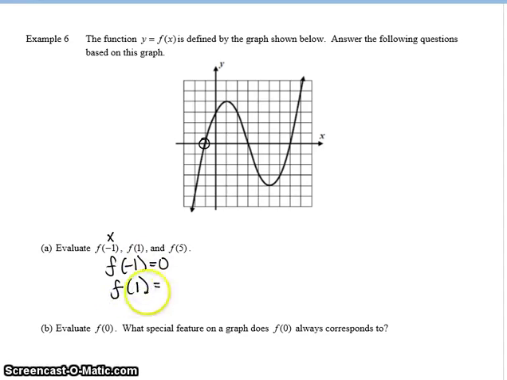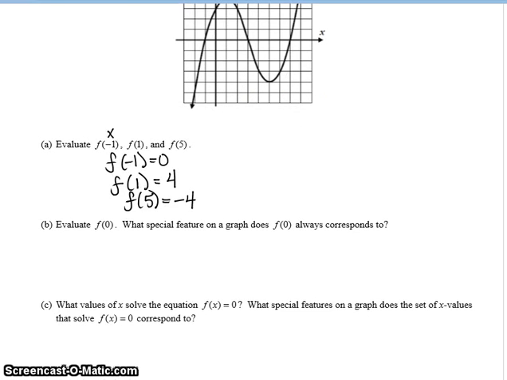f of 1. So that's saying let your x be 1. So you come over to 1 on the graph, and you go all the way up, and I'm at 4. So f of 1 is 4. Okay, last one here, f of 5. So when x is 5, so 1, 2, 3, 4, 5. Here's 5. I go down, and my y is at negative 4. So f of 5 is negative 4. Okay, so you just have to know how to read everything and just match it up.